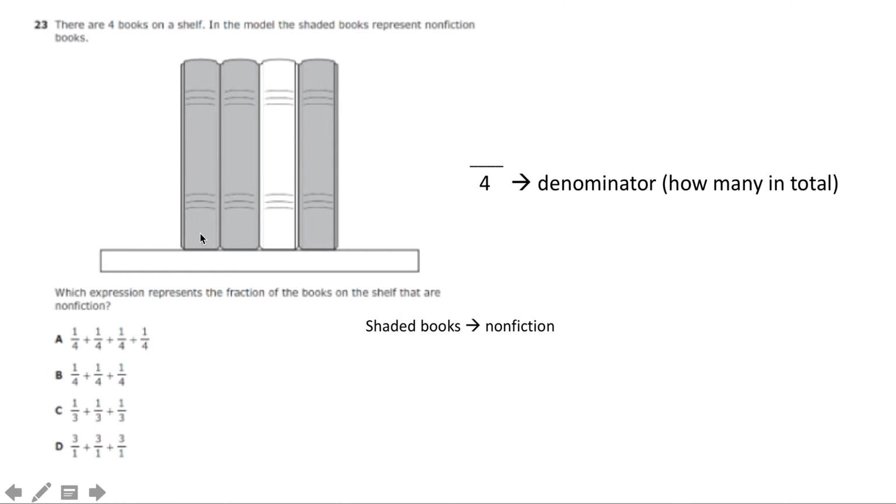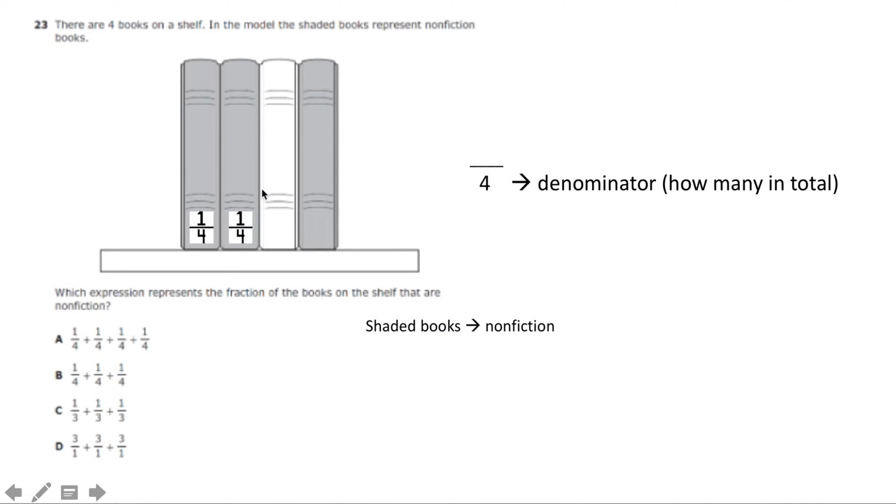So first, I'm going to show what each individual book represents. So if I have this one book, and I'm only talking about this one, but I have 4 in total, that's going to give me a fraction of 1/4. So I know that this book represents 1/4. Okay, now I'm going to do this book. I'm also including this in my expression because it's shaded. That's going to be another 1/4.